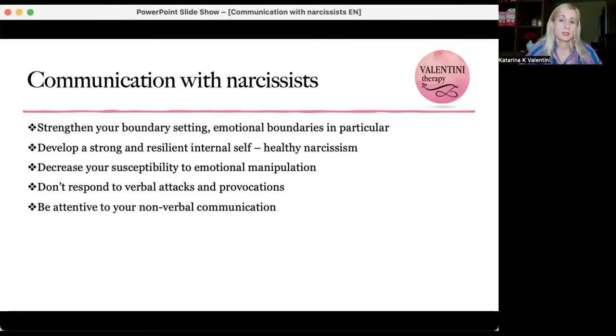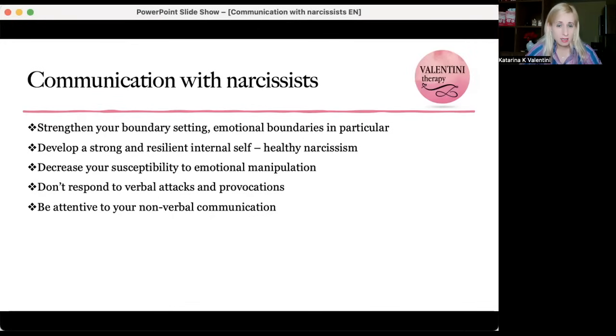Decrease your susceptibility to emotional manipulation. The best way to do that is to abandon all of your wishes of competing with your narcissist or proving to your narcissist that he is wrong. If you do that, you open yourself up for manipulation. Don't respond to verbal attacks and provocations, because the conversation will only escalate and you will not resolve anything.